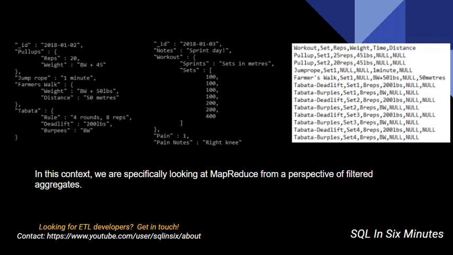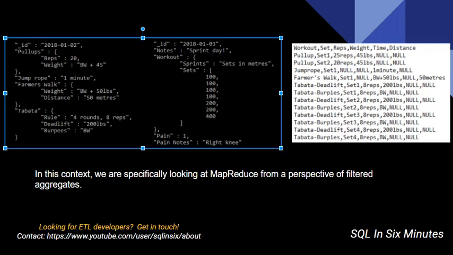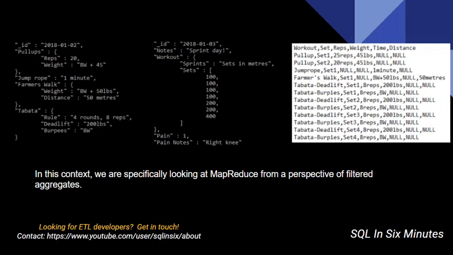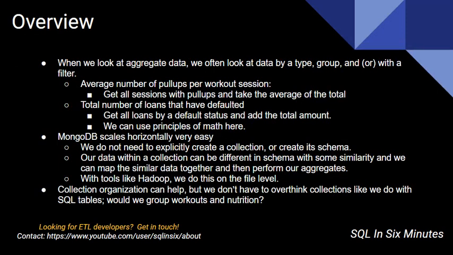Okay, so we'll go to our document collection here just for a second, and we'll notice that, of course, as we mentioned, the two documents here, the ID of 2018-0102 and 2018-0103, are different. But let's suppose that we had thousands of documents, and we wanted to get the average number of pull-ups done in workout sessions with pull-ups. So this would be something that we could use MapReduce to solve.